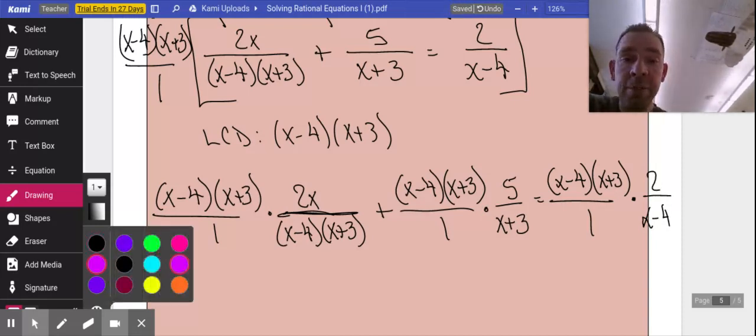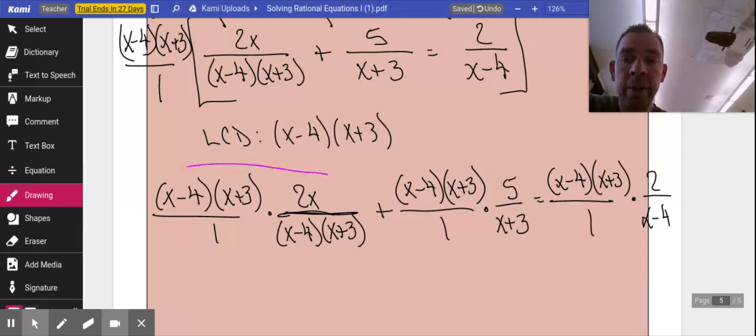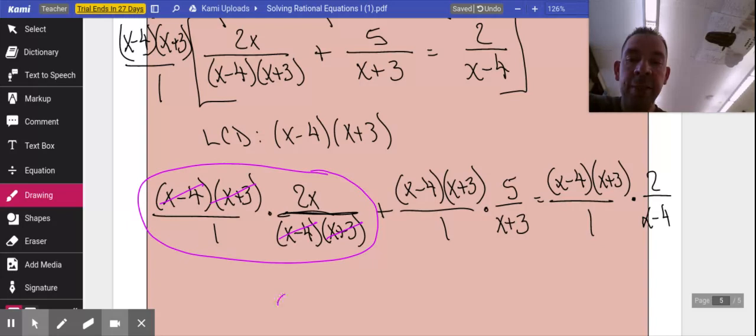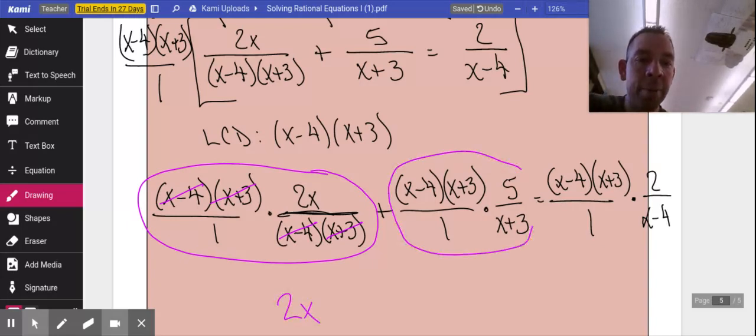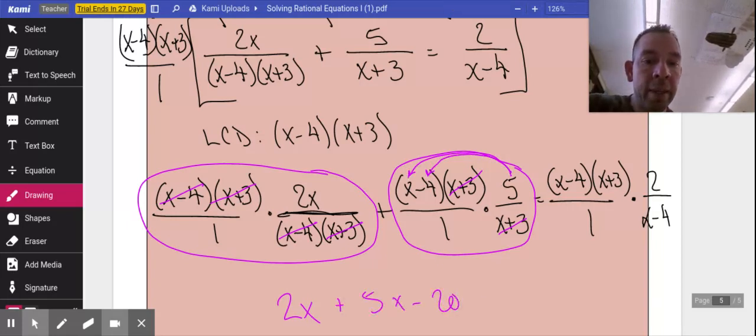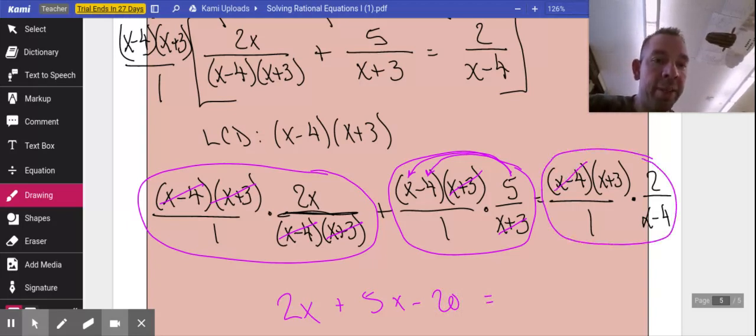Okay, so first things first. In this first term here, we're going to cancel the x minus 4s. We're going to cancel the x plus 3. And the only thing we're left with is 2x. On our second term right here, we can cancel the x plus 3s. Then we'll take this 5 and distribute it into the x minus 4 to get 5x minus 20 equals, okay, on the third term, we'll cancel the x minus 4s and then distribute the 2.